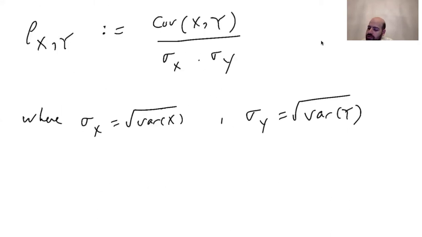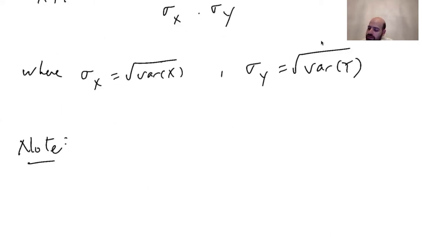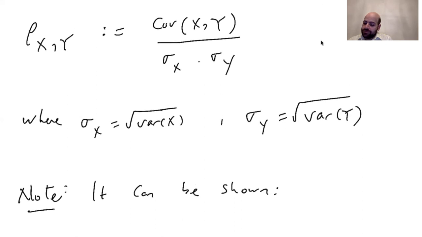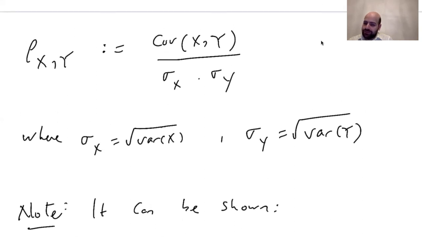Okay, so it can be shown, note, that rho xy, the correlation coefficient, is always between -1 and 1. So covariance itself can be any number. Please note that variance is always positive, same as standard deviation, or non-negative at least, but covariance can be positive or negative and can take any number from -infinity to infinity. But if you normalize covariance, which is called correlation, then you're going to get a number between -1 and 1.